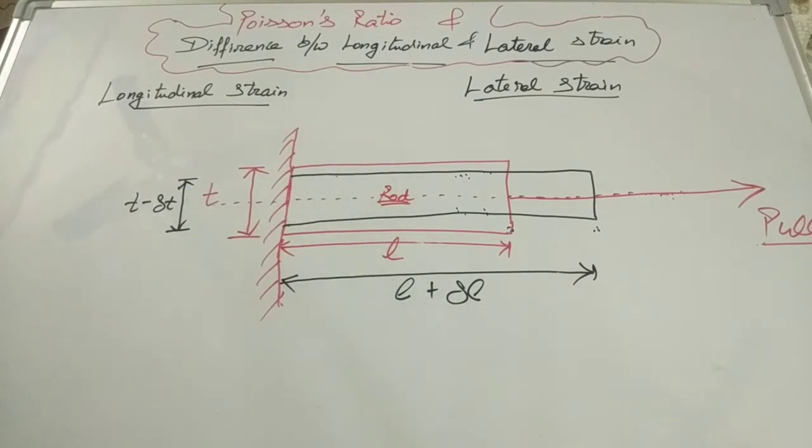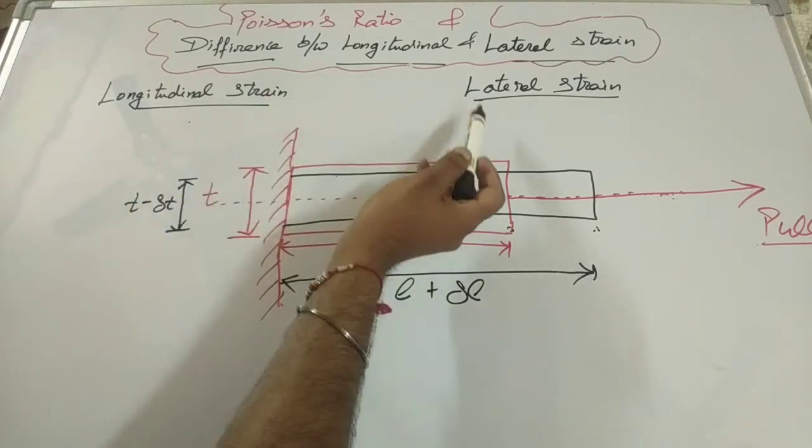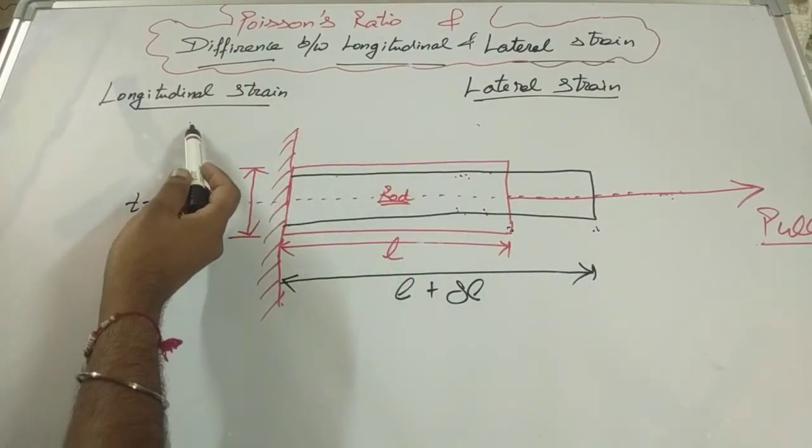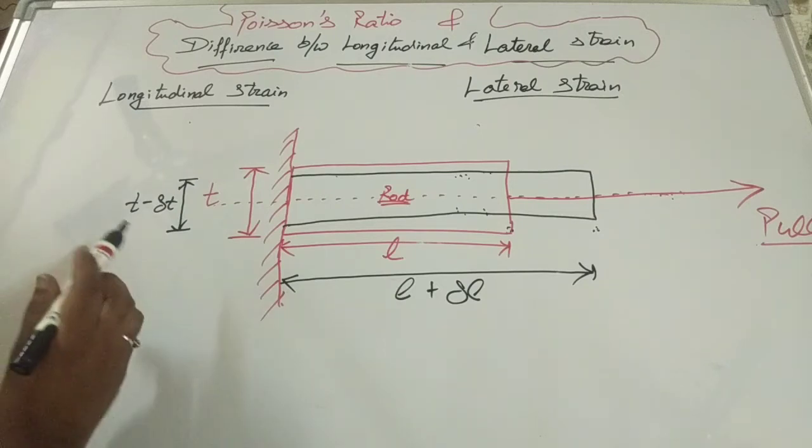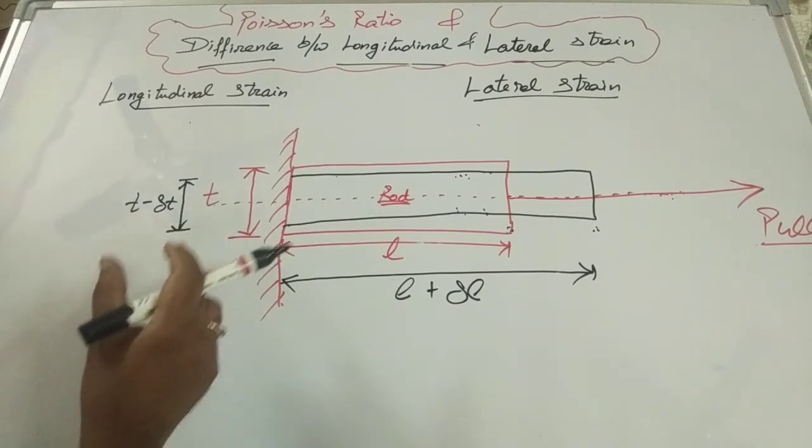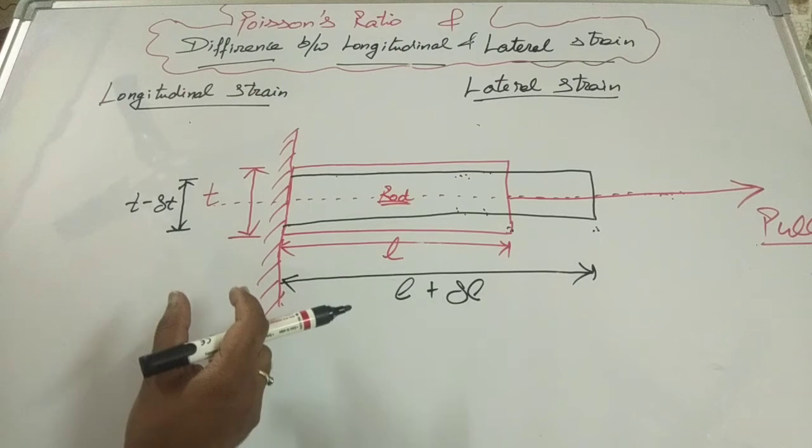Clear guys? So now here is the important part to understand the concept of longitudinal strain and lateral strain. First of all, longitudinal strain means a strain, a deformation, coming parallel to the line of action of force.